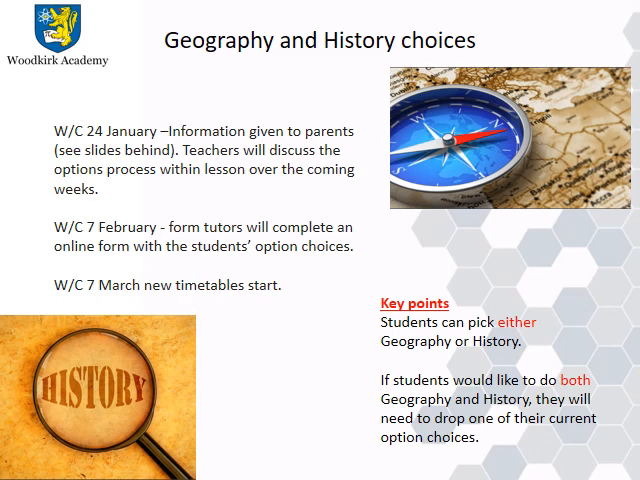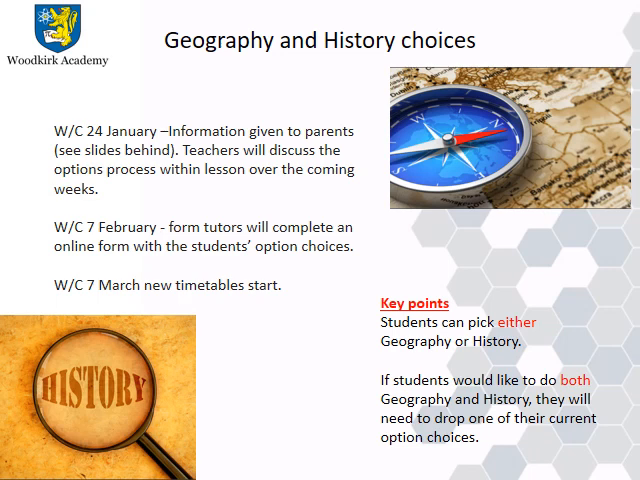Now, with regards to your child's option choices, you will be aware that at the moment they are going to be picking geography or history, and potentially both options. Over this next week or so, information will be given to you on the slides behind, and teachers will be discussing the options process within lessons. Once this has been done, in early February, form tutors will start to complete an online form with students' option choices. Then, in early March, the new timetables will commence.